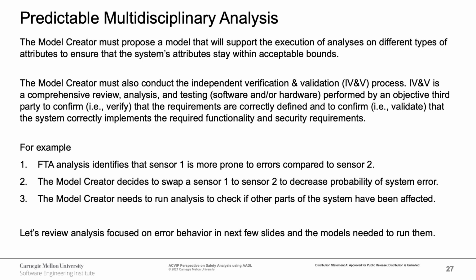Model Creator must run analysis on different types of attributes if any changes are introduced to ensure that modularity stays within acceptable bounds. With predictable analysis, we are interested in analysis of different types of attributes, not just latency, not just safety or security, but all of those. For example, a model user might look at the initial fault tree analysis and see that it doesn't meet the system stability requirements. The model creator will decide to improve the system components and make trade-offs. However, analysis should be run again to verify that modularity stays within acceptable bounds, and other areas like safety or security are not negatively affected.